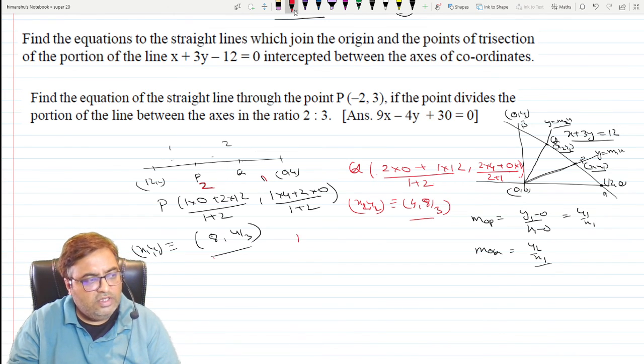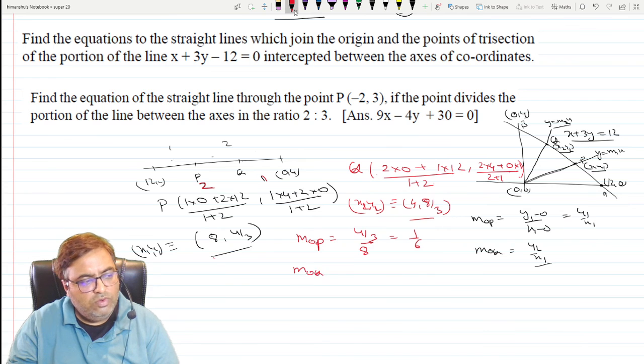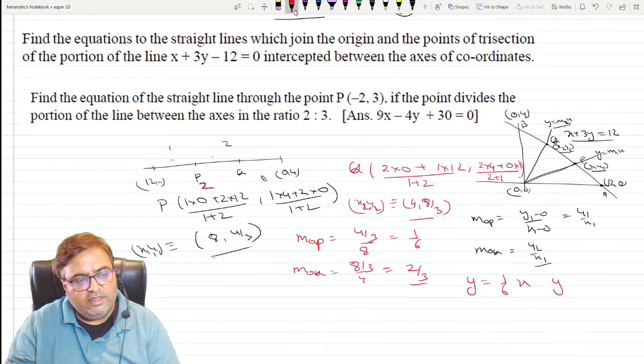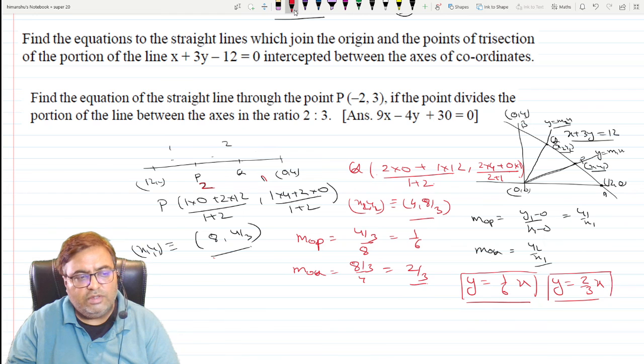So what is the slope of OP? Slope of OP will be equals to 5 by 3 upon 4 by 3 upon 8. So that will give you 1 by 6. Okay. And the slope of OQ will be equals to 8 by 3 upon 4. So that will be equals to 2 by 3. So now you have the slope. So you have M1 and M2 over here. The equations of the lines are y is equals to 1 by 6x and y is equals to 2 by 3x. These are the two required equations which have been asked in the question.